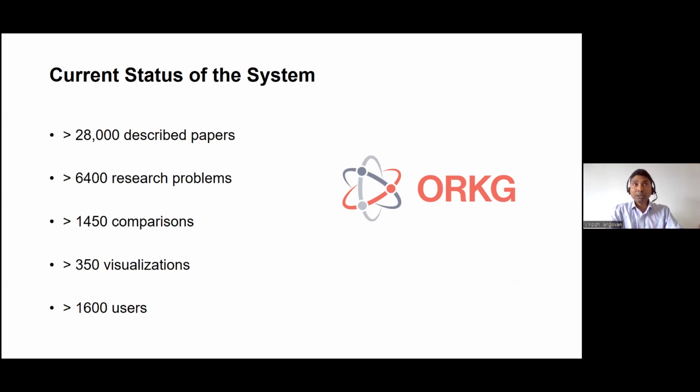And ORKG by definition is radically open, so it is open for anyone to join and contribute. So it is also a domain agnostic knowledge graph, which means that it is not just focusing on one particular domain. The goal is that we want to have every scholarly knowledge that is published, or everything that is in the published literature, represented in the Open Research Knowledge Graph.